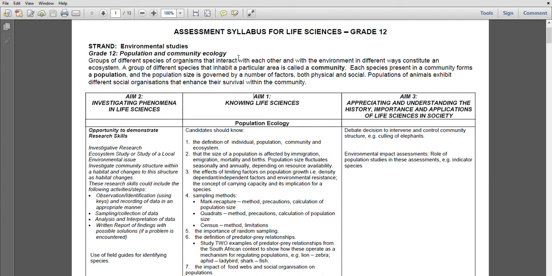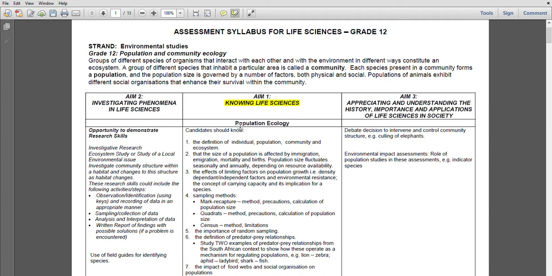The best place to start is really aim 1, which is knowing life sciences. This is your basic content. This is the rote learning stuff. This is the basis from which all of the knowledge is going to spring. These are the things that you should be able to potentially name, define, explain, describe. All those kinds of things are done from this aim 1.